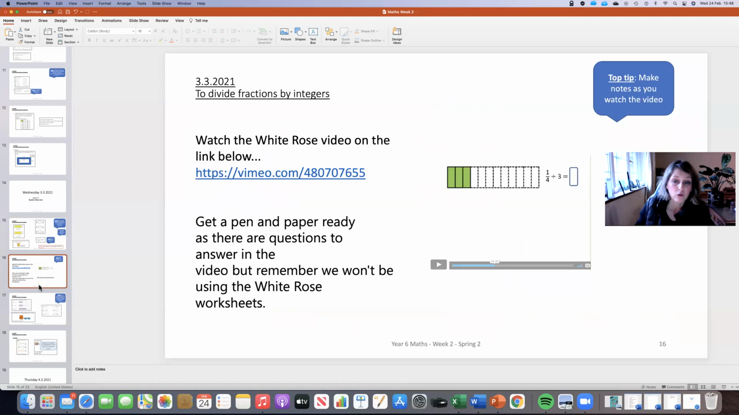You're then going to go on to where you're looking at unit fractions. So we'd like you to have a look at the video first. You will need a pen and paper to have a go at that, because there's a little bit more challenge involved if you're looking at 1/4 divided by 3, for example.